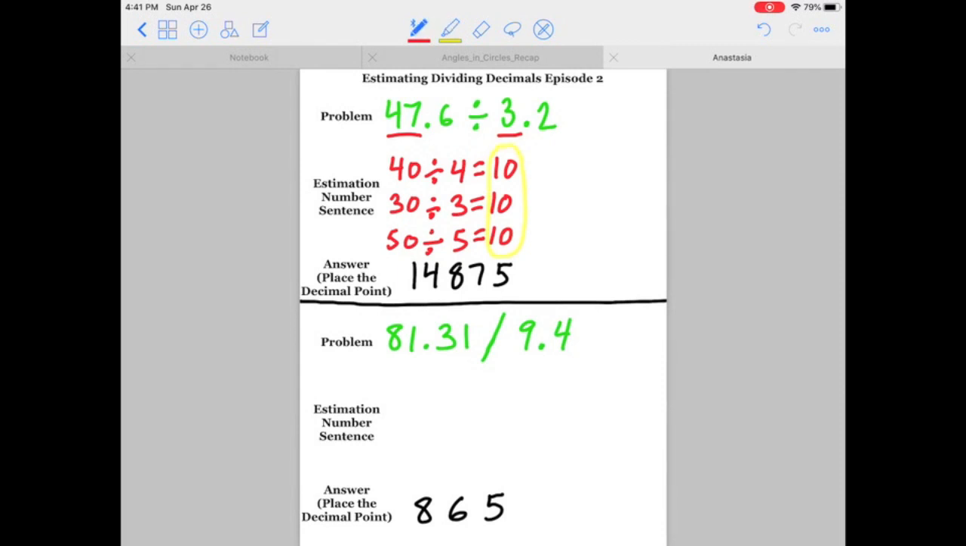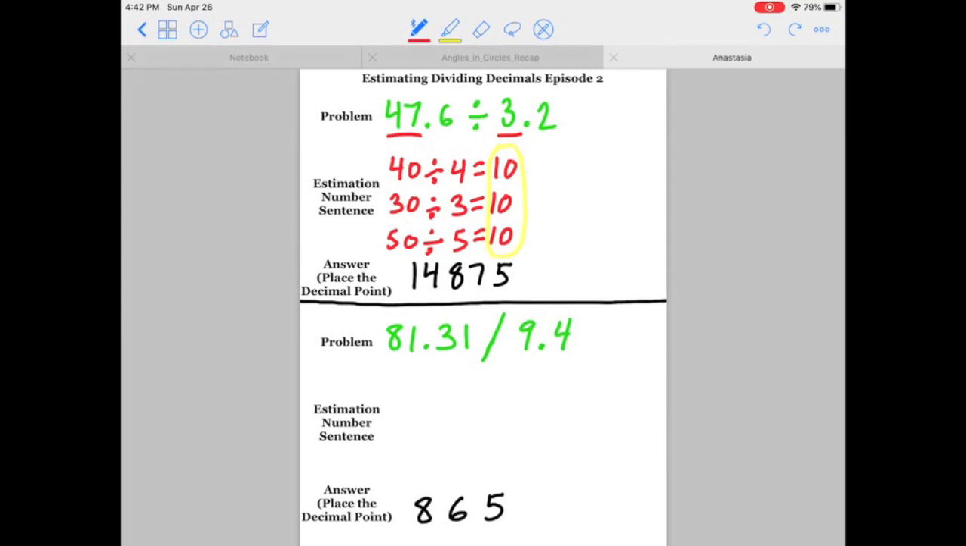The only reason I know that is because I have all my estimates, the answer's around 10. So now you've got to think, where am I going to place this decimal point if it's going to be close to 10? Am I going to place it here? That's 1. Am I going to place it here? That's 14. Am I going to place it here? That's 148. Am I going to place it here? That's 1,487. Is that close to 10?